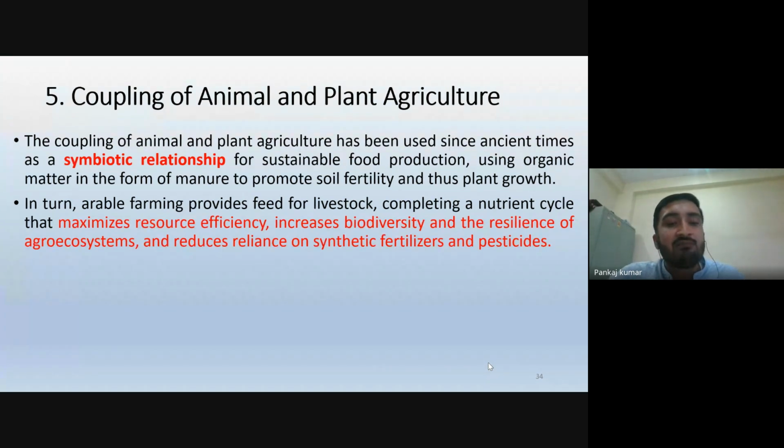So biodiversity will increase, and resource efficiency must be maximized because the space is limited. We have to feed our increasing population. So maximizing resource efficiency is of utmost importance.